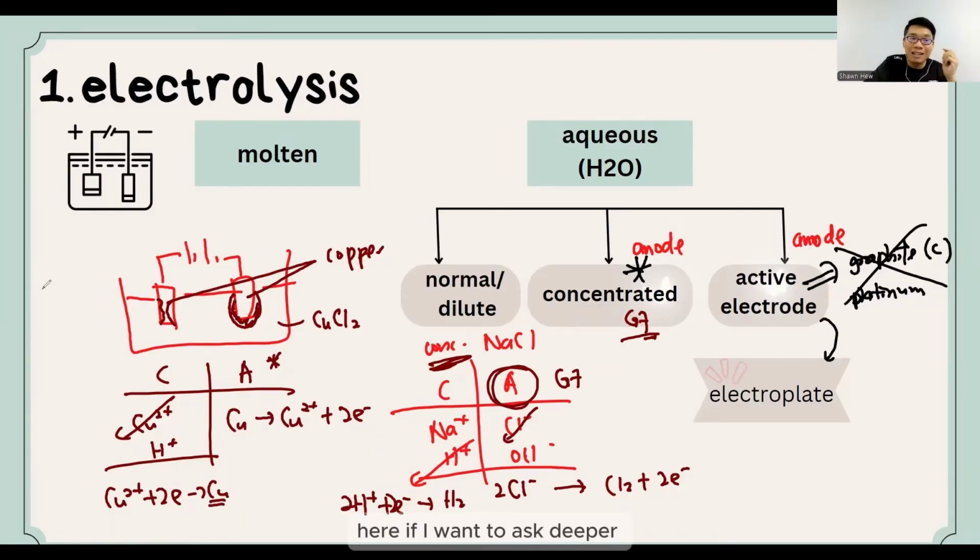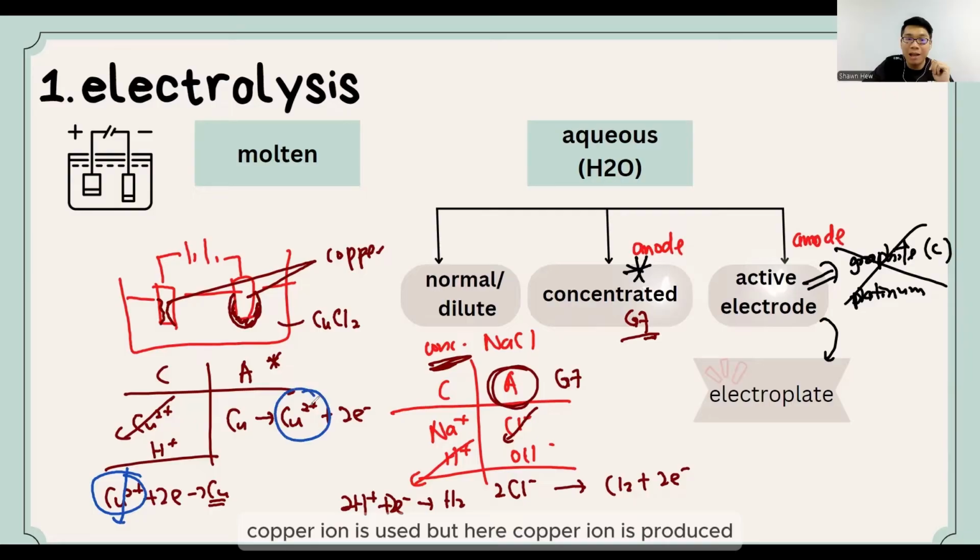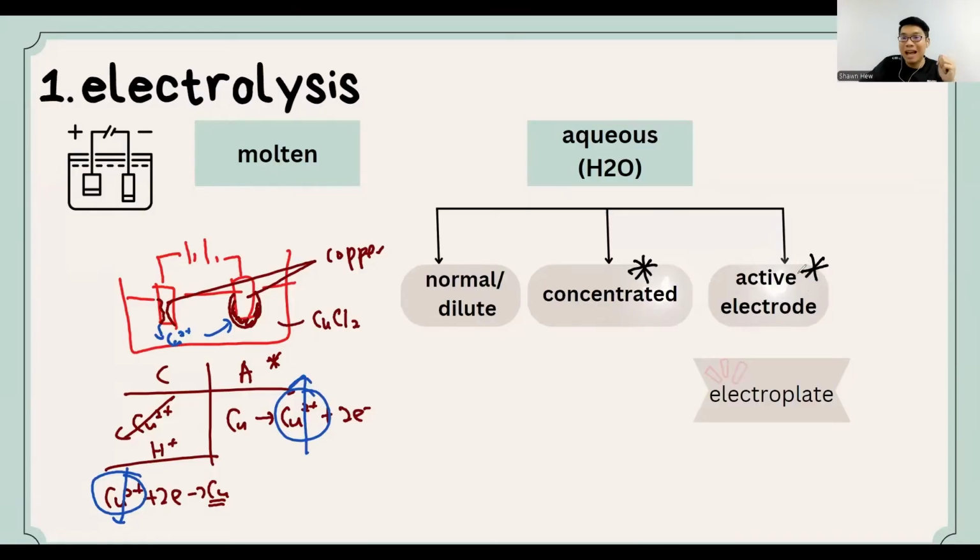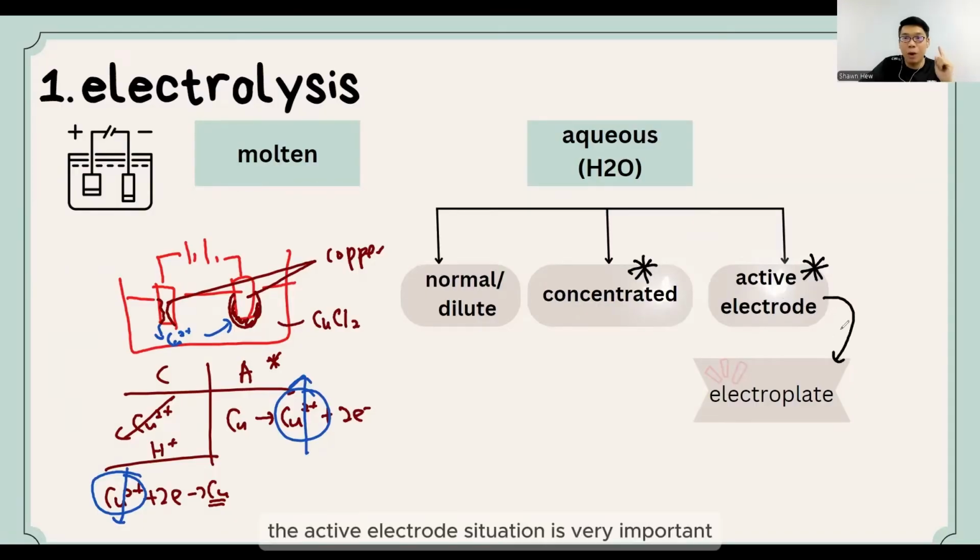If I want to ask deeper, what is the color change? Here, copper ion is used, but here, copper ion is produced. So the total concentration of copper 2 ion does not change. So no change in color. The active electrode situation is very important because electroplating technology is very useful. We cover a metal with a less reactive metal, so it is shiny and it won't get rusted so easily.